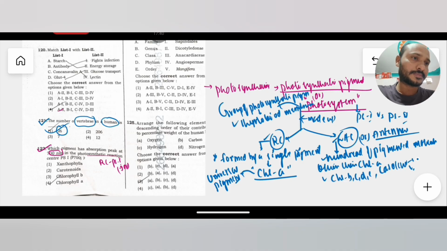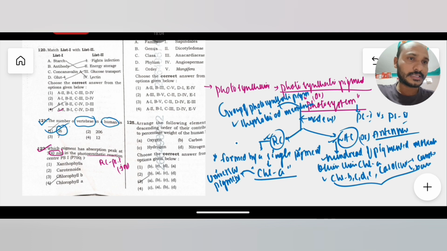Again we have two types: carotene pigments and xanthophylls. All these pigments together form a system called the light harvesting complex. In this light harvesting complex, chlorophyll A is not present, and only chlorophyll A makes the reaction center. Like that, every photosystem is made up of a reaction center and a light harvesting complex.